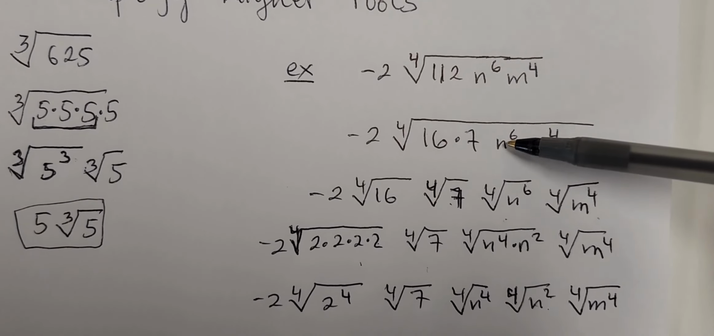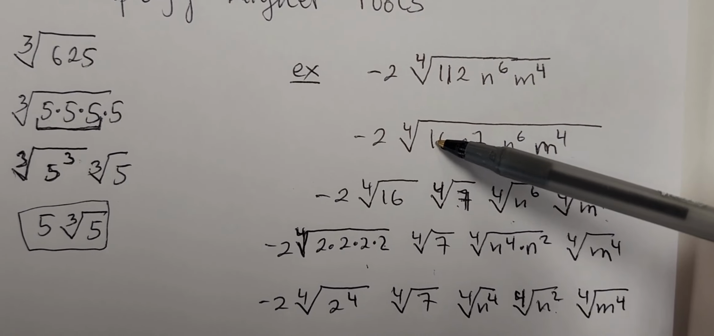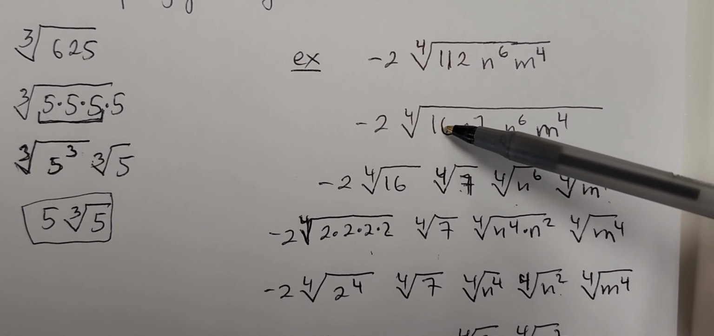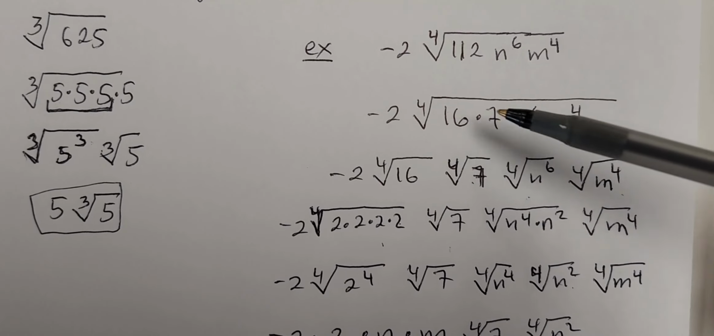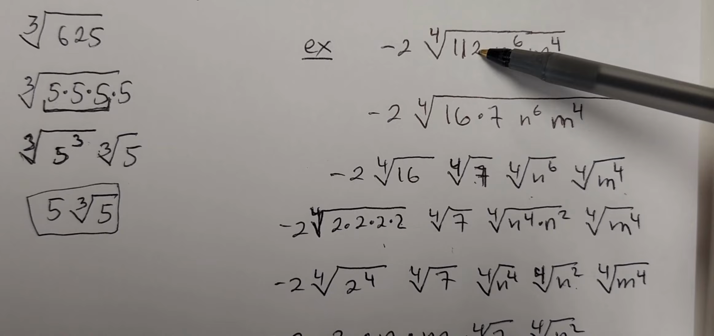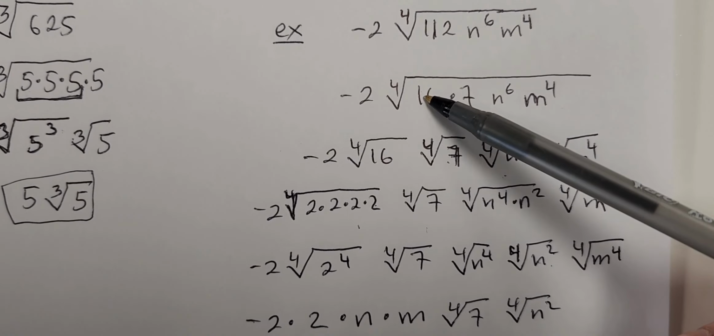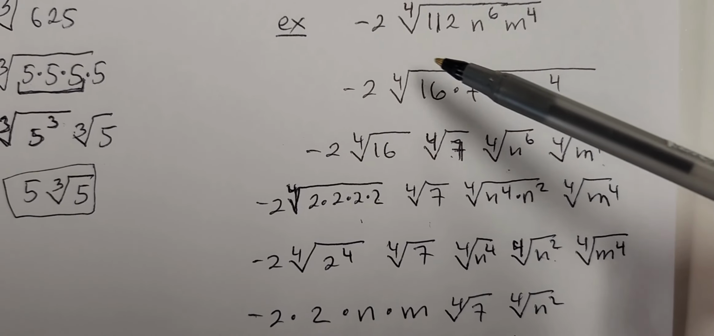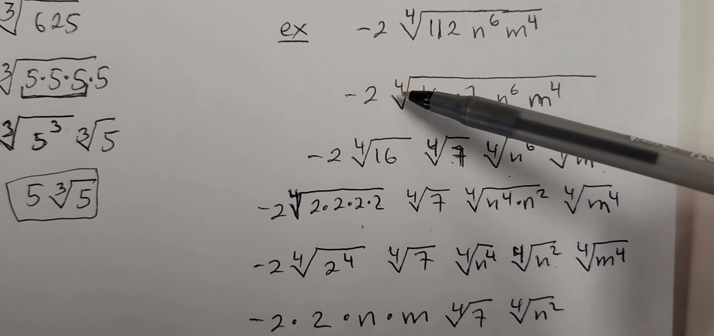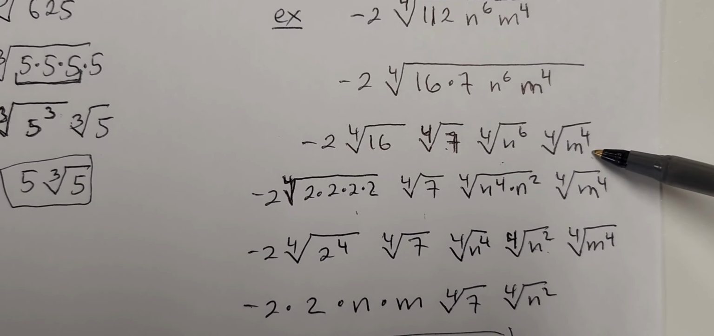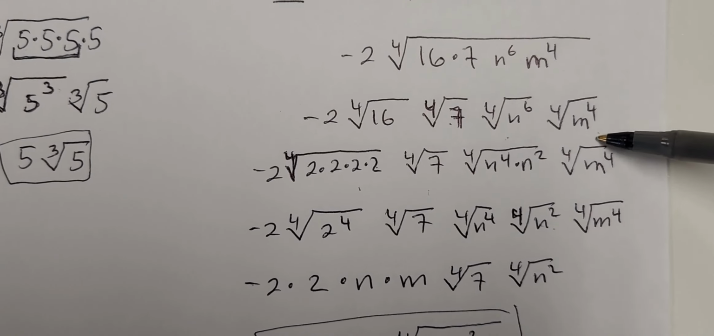Bring down the n^6, bring down the m^4. One more time, why am I using 16 and 7? Because this 16 can be broken down into 4. Now I'm going to break these down into 4 separate pieces: fourth root of 16, fourth root of 7, fourth root of n^6, fourth root of m to the fourth power. All I did was separate them individually.